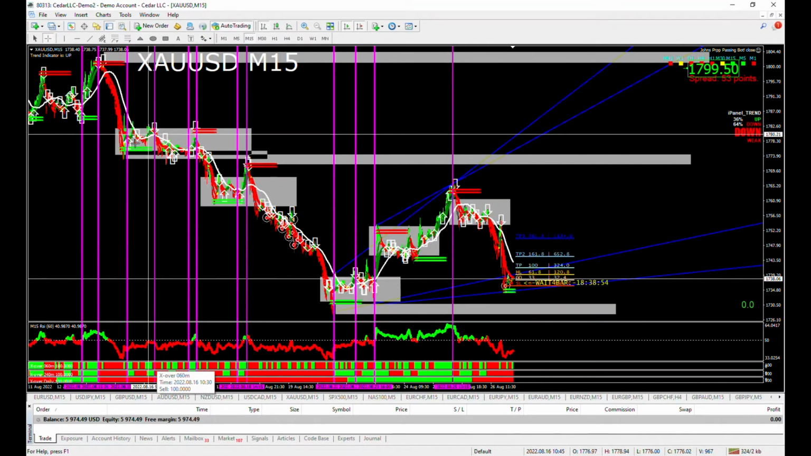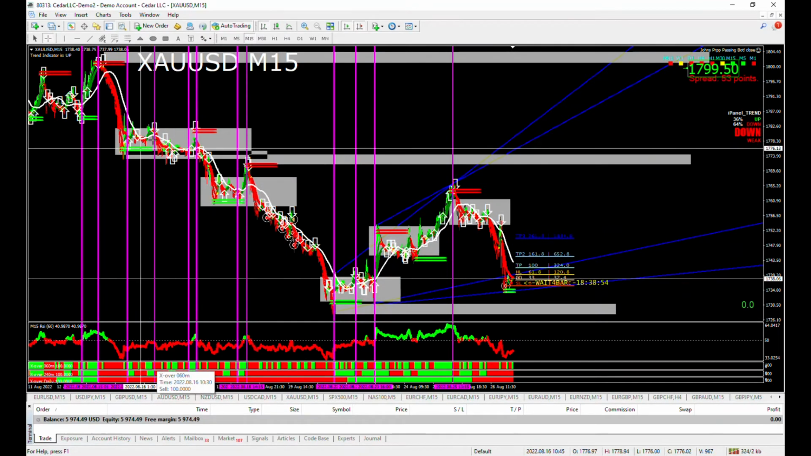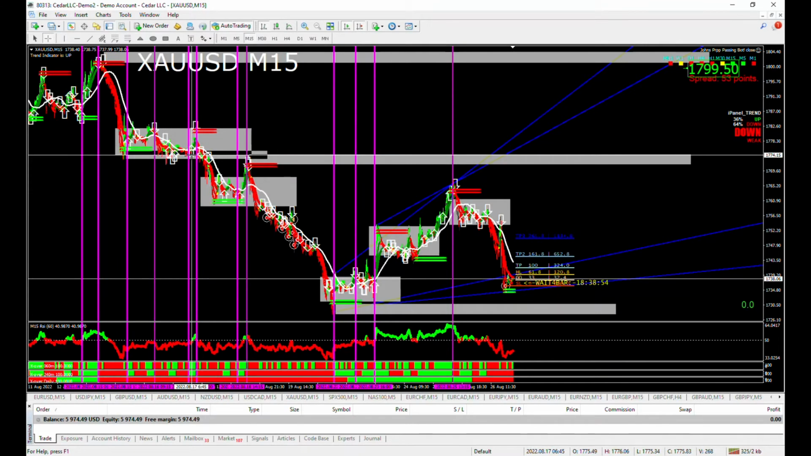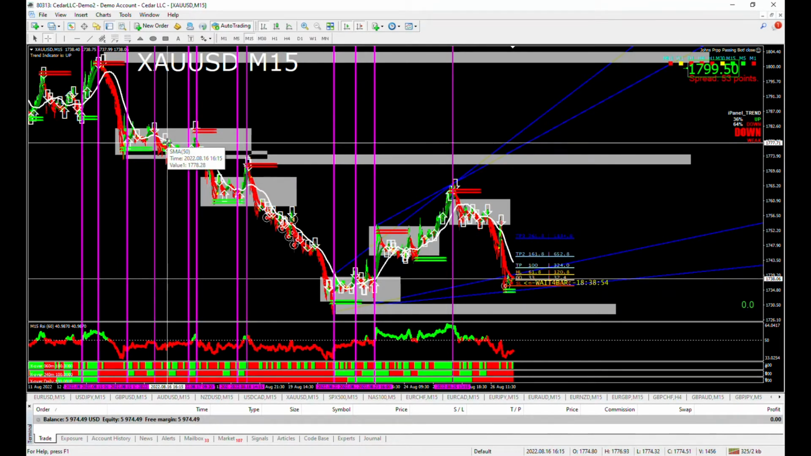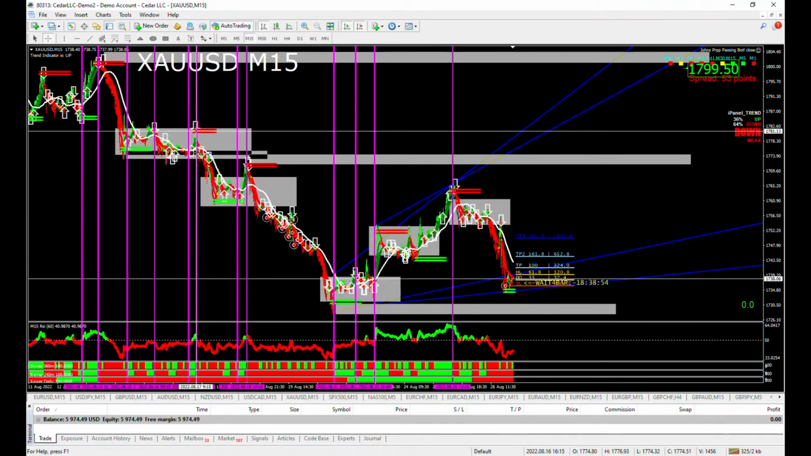But the thing is, you want to be very careful in here, because this is consolidation. This is where the bank takes their money. What they're hoping is you get off kilter and you buy at the top and sell at the bottom.